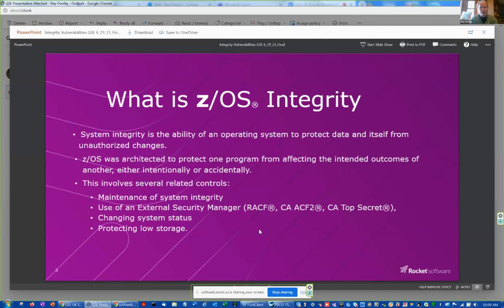Today, we're going to be talking about the code vulnerabilities. We're not particularly going to be talking about the configuration-based vulnerabilities, although if you have questions about that, I'm happy to entertain them.